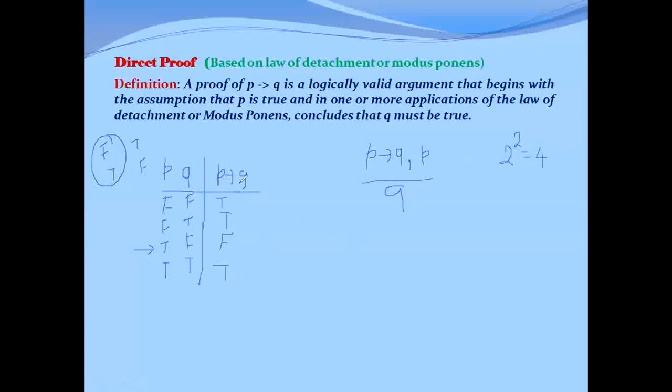P implies Q is true when both are false, when the first is false and the second is true, and when both are true. In this case it is false. P implies Q will be true in these three cases, and P is true. Then if these two are true, then Q will be true. This is the concept of modus ponens, or the law of detachment.